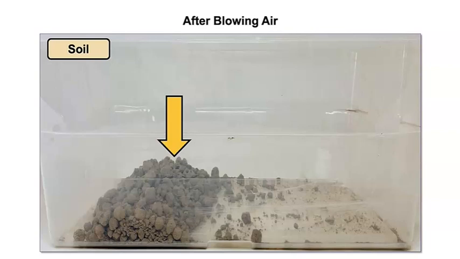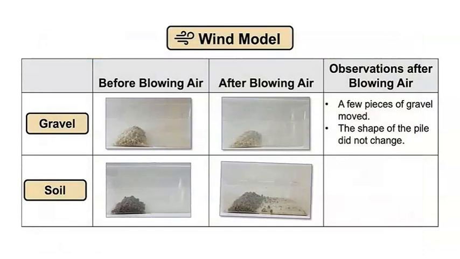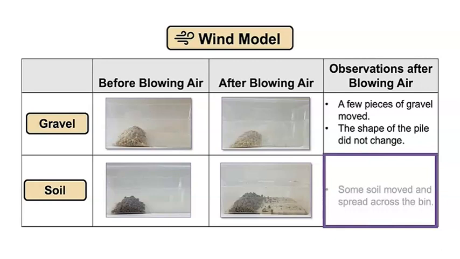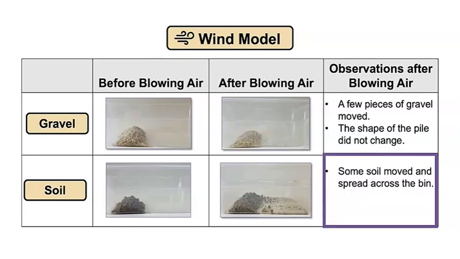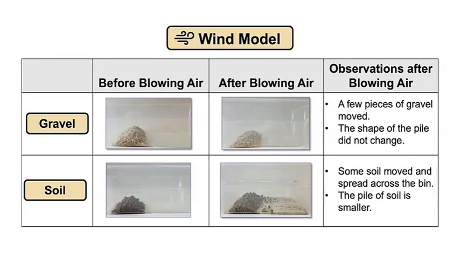Let's add our observations about soil to our chart. We compared the soil before blowing air to the soil after blowing air. Let's record our observations. Some soil moved and spread across the bin. The pile of soil is smaller. Wow, we gathered a lot of evidence today. We saw that the air can move pieces of gravel and soil to new places. We also found out that the air did not affect these two materials in the same way. The soil moved more than the gravel did. Do you think we have enough evidence to support our claim that wind can change land?